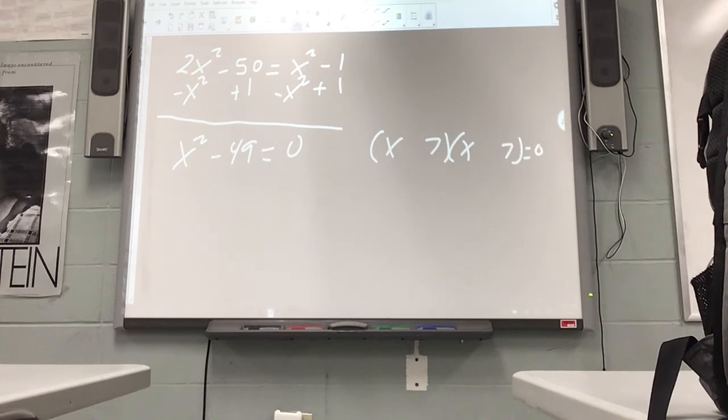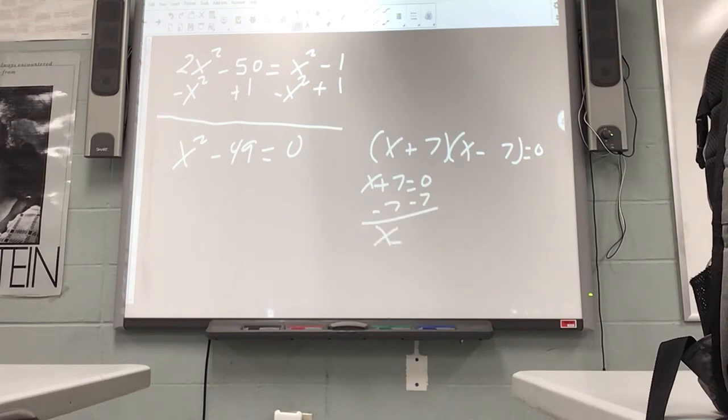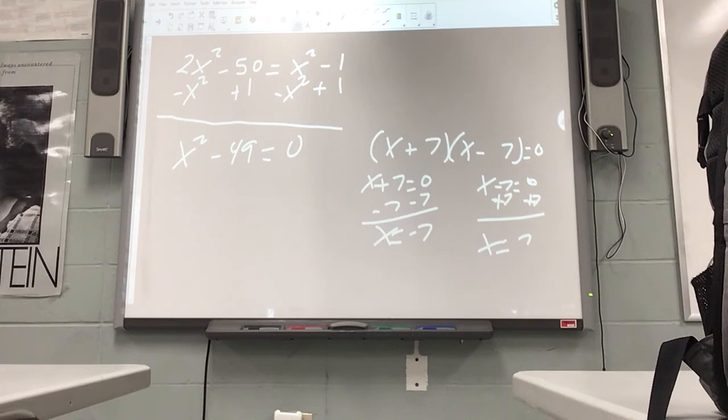One gets a plus, one gets a minus. If you can now just write your answer, go ahead and write it, but if you're not sure, set them both equal to 0 and solve. So we get 7 and negative 7. Or again, if you want to write it fancy, plus or minus 7.